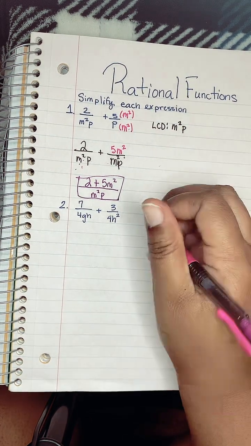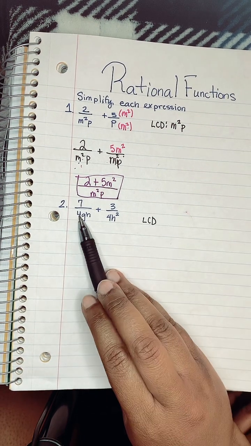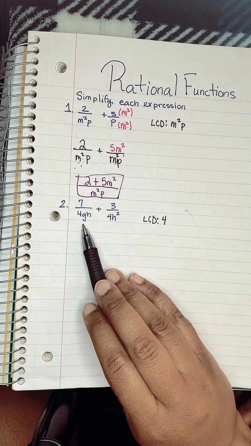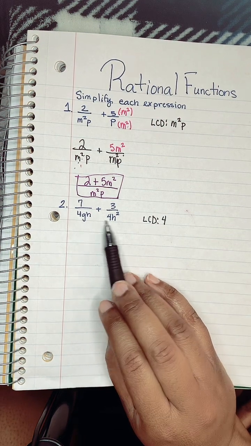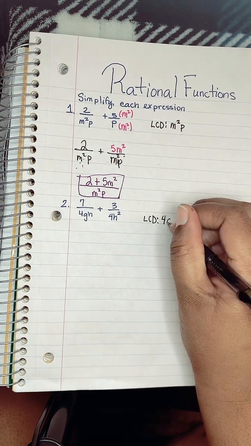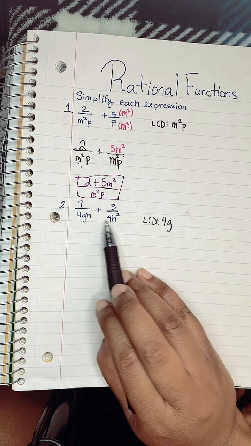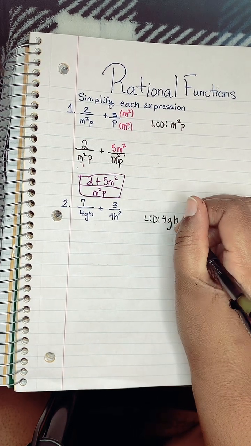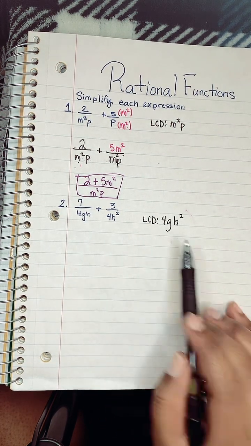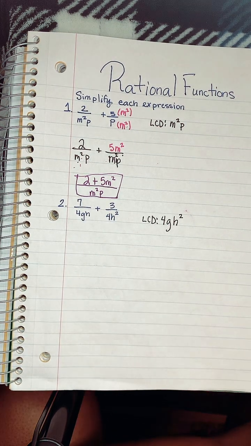So let's look at this one. Let's practice with this one, right? Let's find the LCD. So for this one, we have a 4. They both have a 4 in common. So we know we're going to take a 4. It has a G. They don't have them in common, but we have to take a G because a G is there. And it has an H and an H squared. So we're going to take the most of the H's. So we're going to take an H squared. So that's our LCD. We have a 4, a G, and we take the most of the H's, H squared.